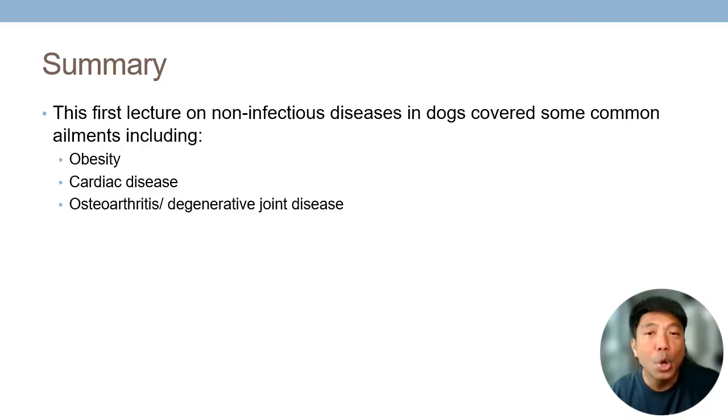To summarize, we have covered 3 key non-infectious diseases in dogs: obesity, cardiac disease, and osteoarthritis. These conditions can severely impact a dog's quality of life, but with early diagnosis and proper management, many of these conditions can be controlled. As a veterinary professional in the future, it is crucial that we educate clients on preventive care and lifestyle management to ensure their pets lead a healthy and fulfilling life.